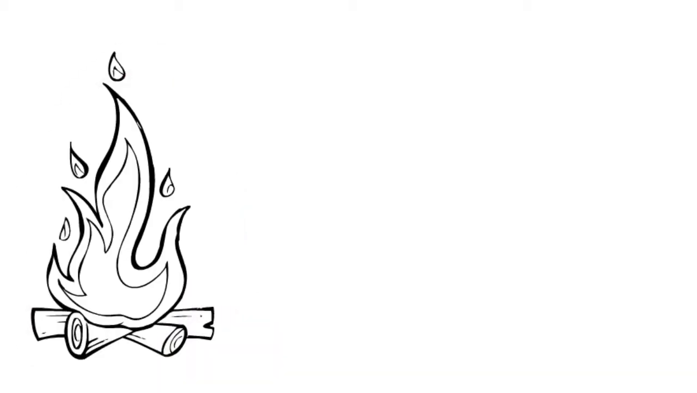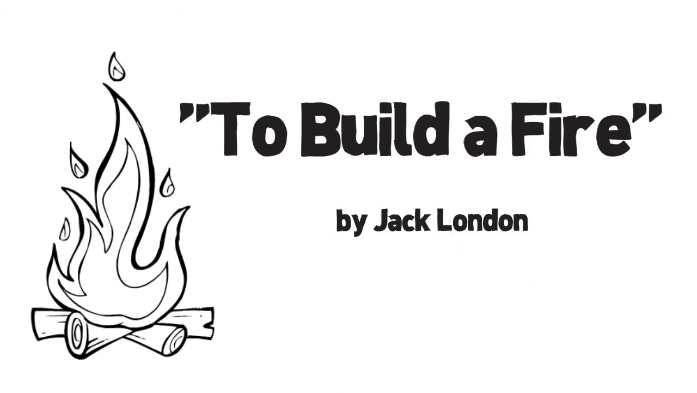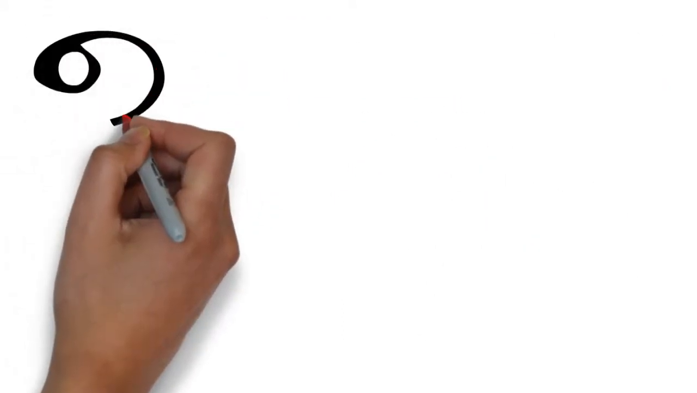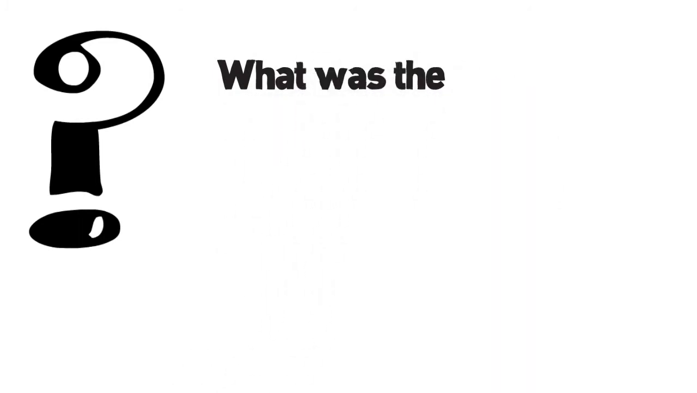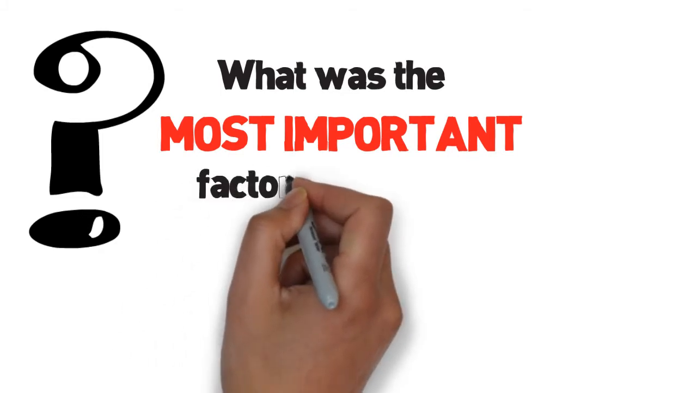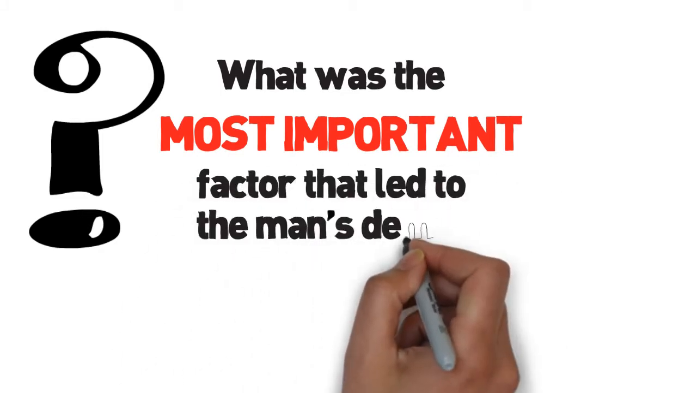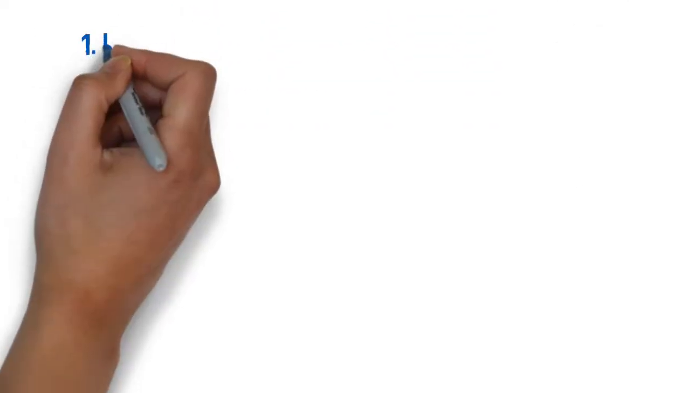Using the short story To Build a Fire by Jack London as a basis, we've been assigned this question. In the story To Build a Fire, the main character, the man, suffers a series of setbacks and miscalculations, which lead to his death. What was ultimately the most important factor that led to the man's demise? First, let's identify what the question is asking.